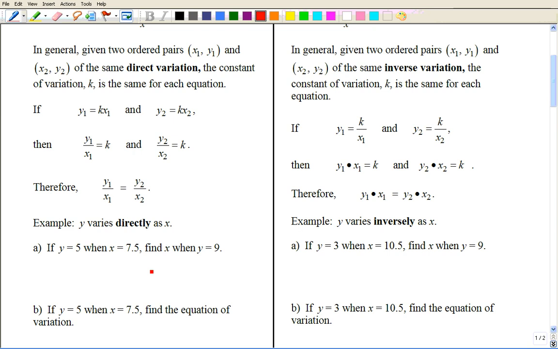Alright, so y equals 5 when x equals 7.5. And we know that y varies directly as x. So if y is 5, we'll have 5 equals, we don't know what k is, but we know that x is 7.5, and y varies directly as x. So I have 7.5 right here. So then if we divide both sides by that 7.5, we'll get that k equals 5 divided by 7.5, which is 2/3.